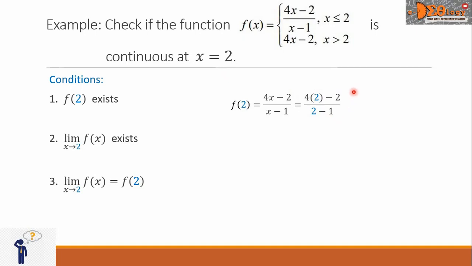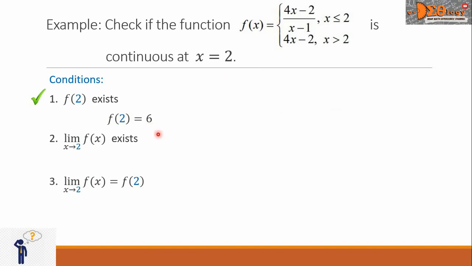Simplifying the numerator, 4 times 2 is 8 minus 2 becomes 6. In the denominator, 2 minus 1 is 1. And 6 over 1 is simply 6. So f of 2 is equal to 6. So we say now that condition 1 is satisfied and the value is 6.